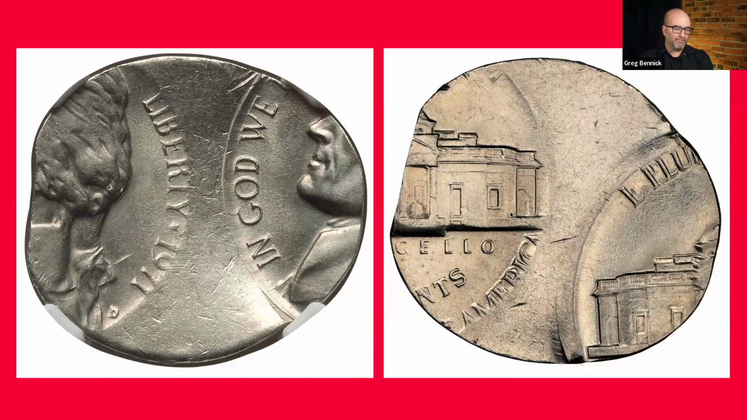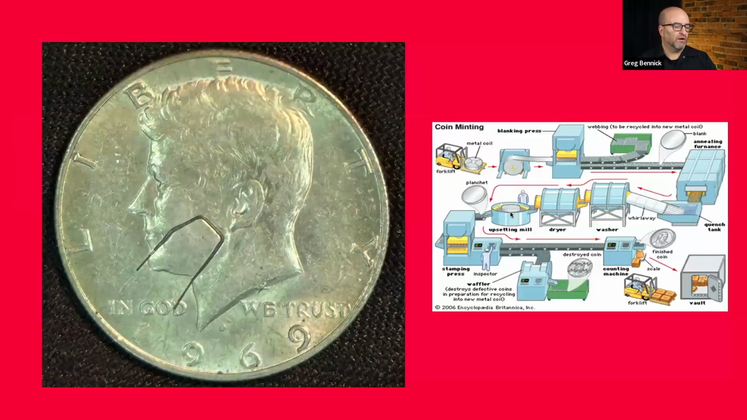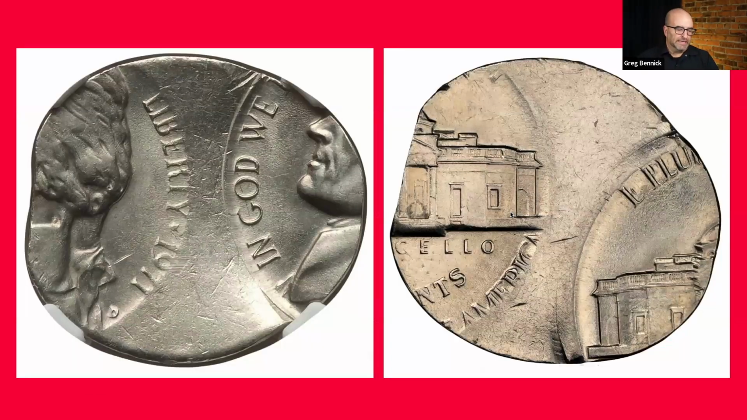And how might that happen? Well, when those blanks are made, let's go back to our minting process here. When blanks are made, we see here a conveyor belt that brings them to the annealing furnace. But at different times in the history of the mint, blanks were put into tote bins. In fact, today they're put into tote bins.